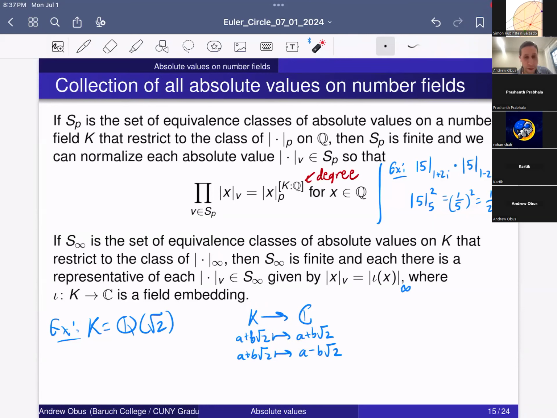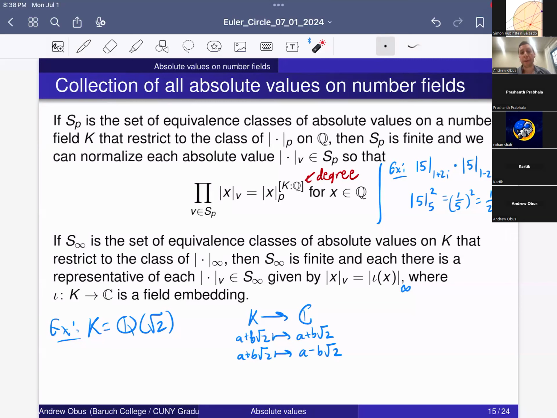Okay, so if I have a number field, what do I have? I have the trivial absolute value. I have all the stuff that restricts, or in this case, real numbers would work too. But if instead of square root of 2, we had i or something like that, then we would have to be in the complex numbers. So we just do the complex numbers to make sure that we have everything. Okay. So it turns out this is the set of all absolute values on number fields.